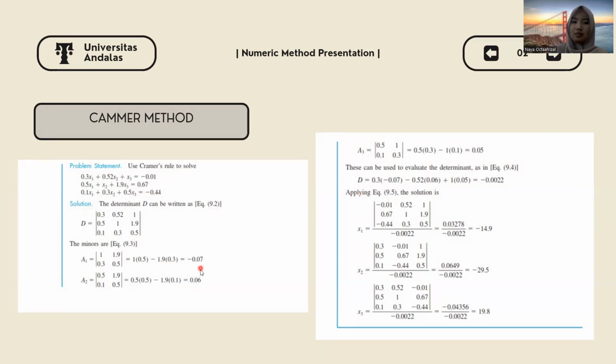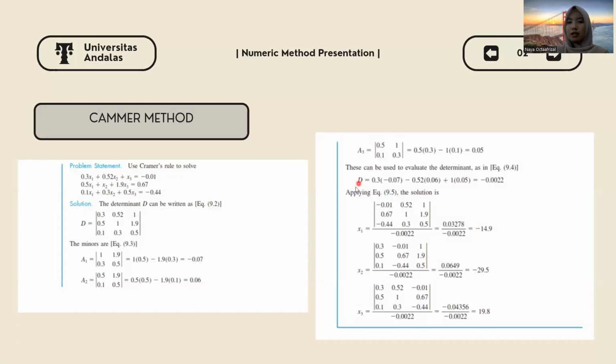It is equal to minus 0.07. And then you can use the same way to determine the A2. You can close this matrix and you can get 0.5, 0.1, 1.9, and 0.5. And you can get the A2 is equal to 0.06, and A3.